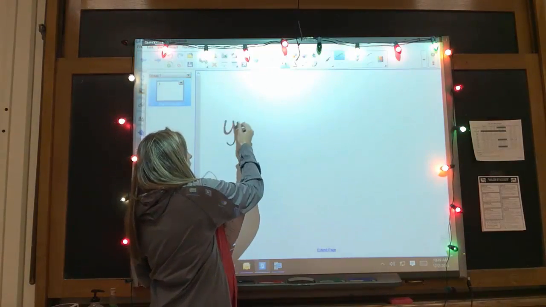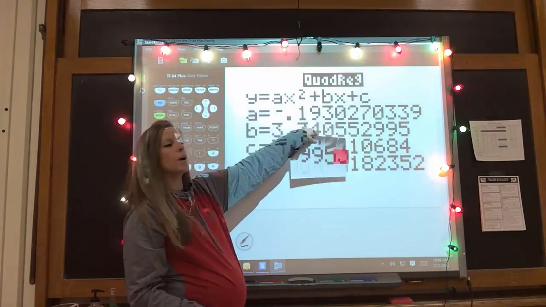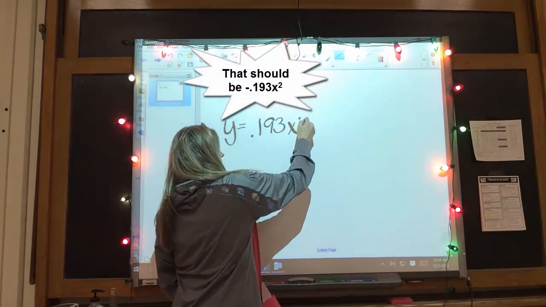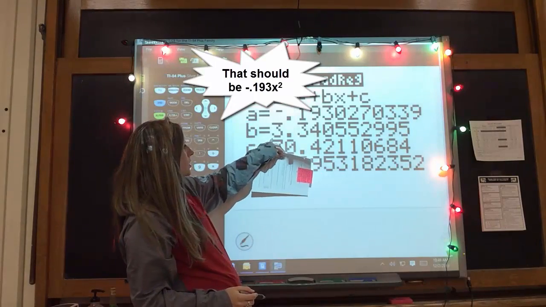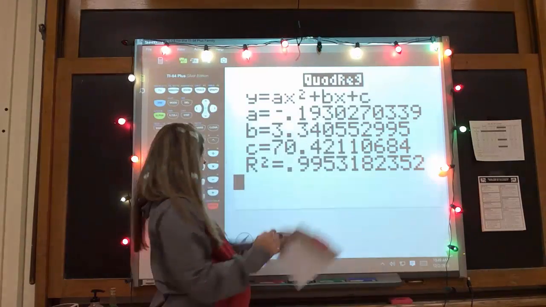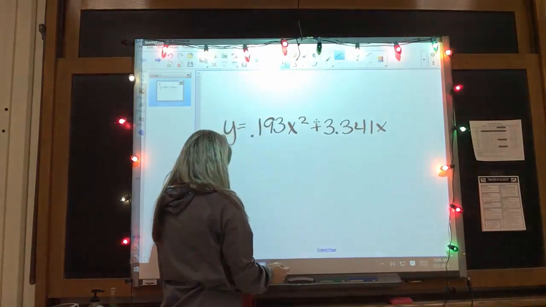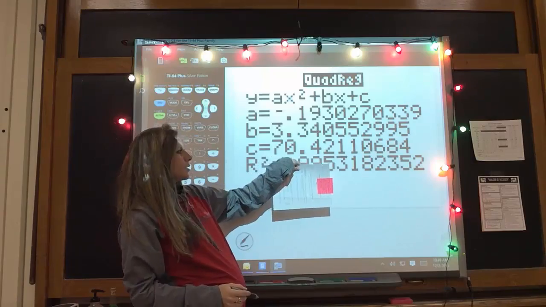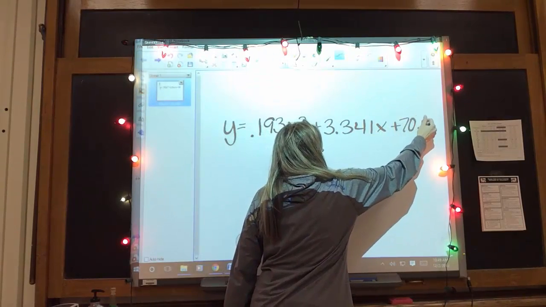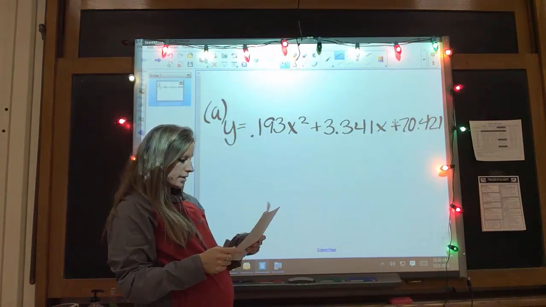So we're gonna have y equals, and it says our a is 0.193 x squared. Okay, and then our b, 3.34, and that'll round up to 3.341x plus. C is the last number, 70.421, so plus 70.421. So this is part A.